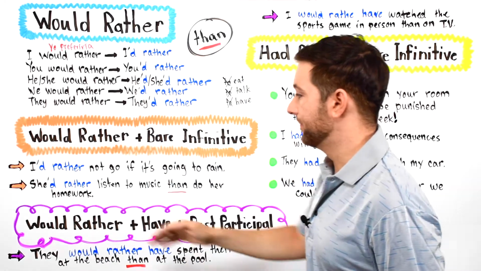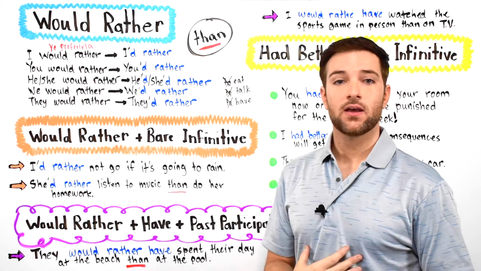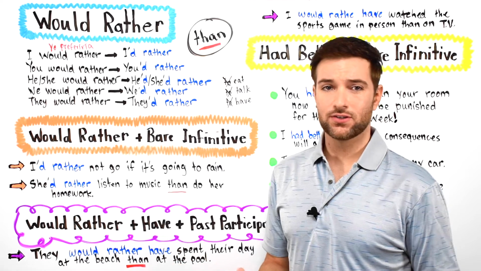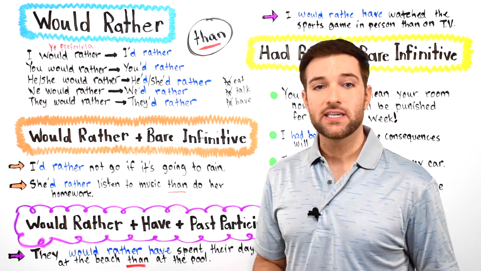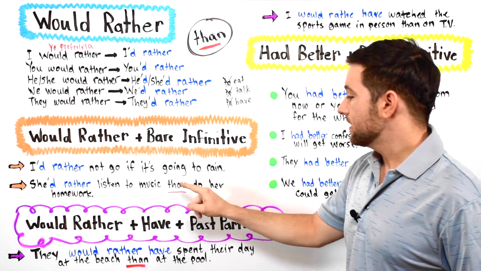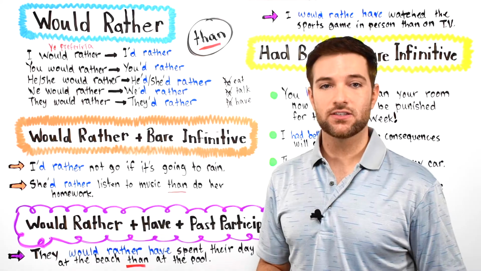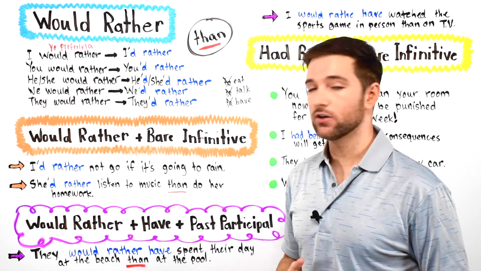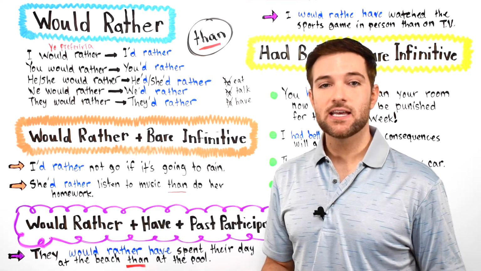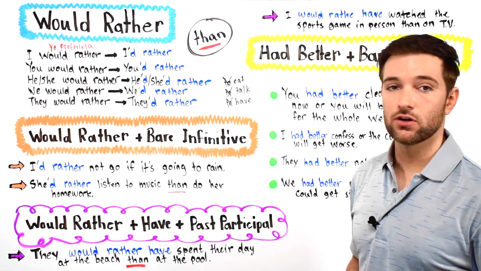Okay, por ejemplo, I'd rather not go if it's going to rain. Yo preferiría no ir si va a llover. She'd rather listen to music than do her homework. Ella preferiría escuchar música que hacer su tarea, than do her homework.